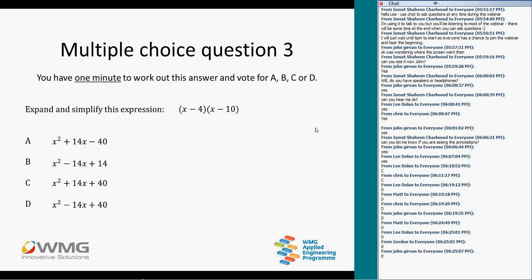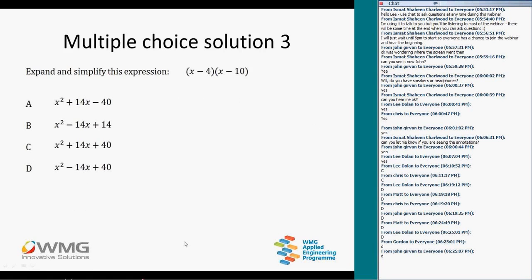That's the correct answer. Several people in the chat, in the chat menu. Well done. Very quickly, an explanation. So x times x squared, x times minus 10x, x times minus 4x, minus 10 times minus 4 is plus 40. The x term in the middle will simply be minus 14x, plus 40. Well done, everybody.